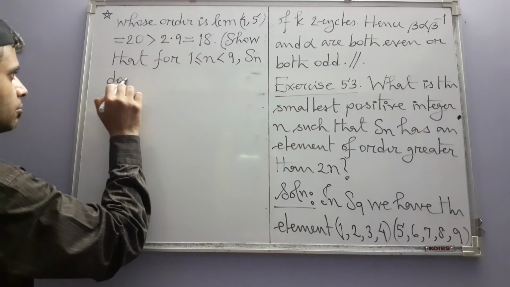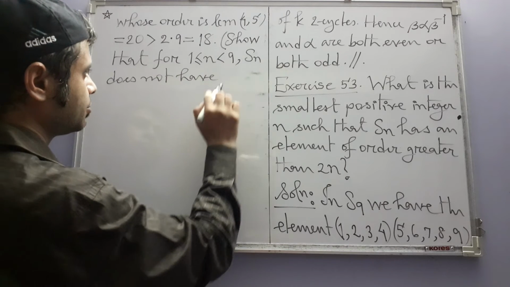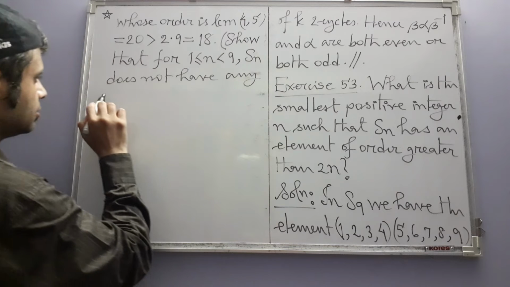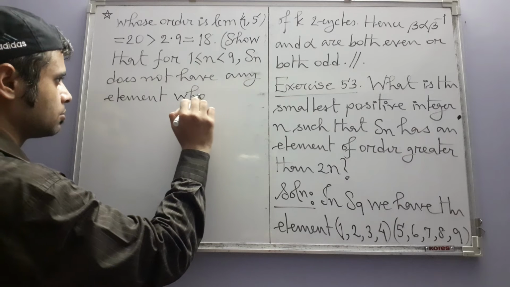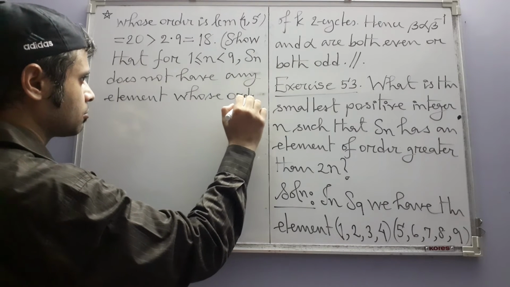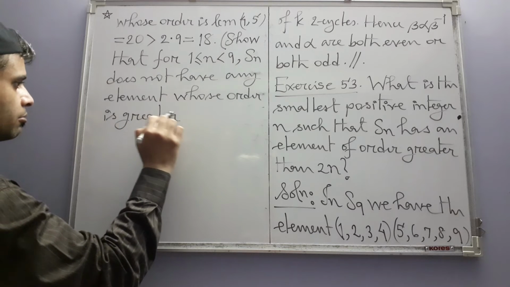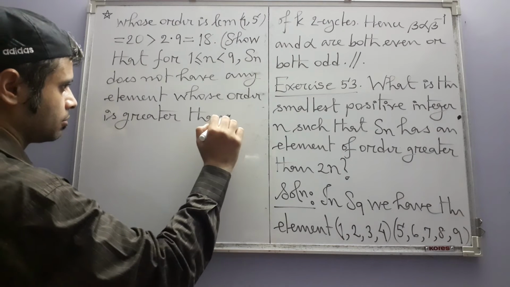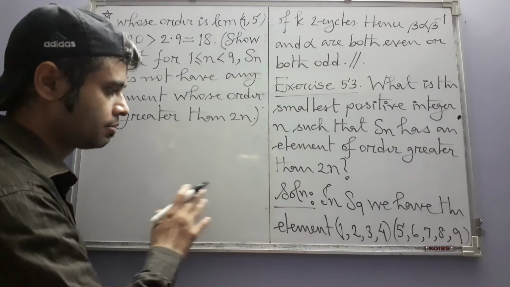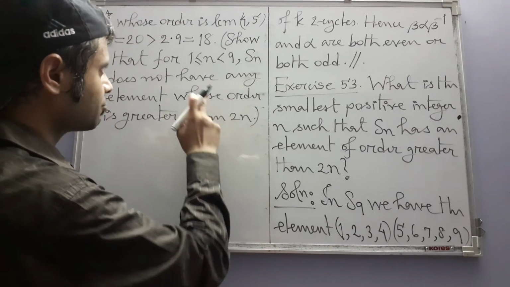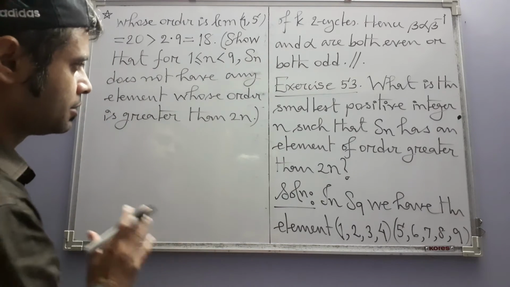Sn does not have any element whose order is greater than 2n. You have to deal with only some finite number of cases, and it's not very big. You just have to look at 8 cases, and each one of them is rather small.